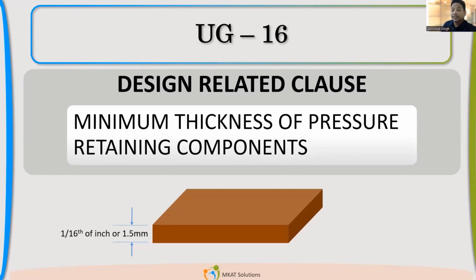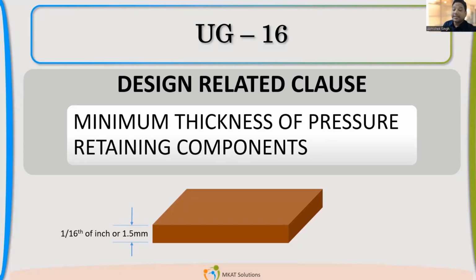I hope it is making sense. We are not talking about any exemptions. There are some exceptions, not exemptions, to this, but we are talking about in general. I hope you got it. And this 1.5 is excluding corrosion allowance. No corrosion allowance is included in this.